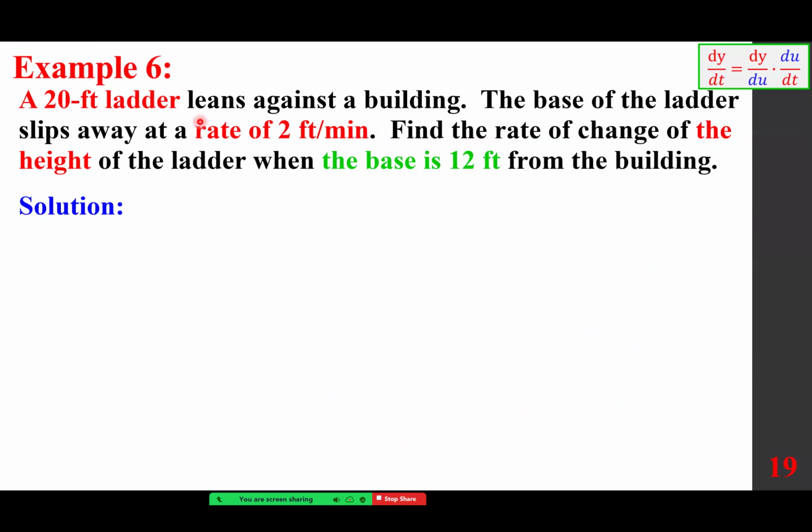A 20-foot ladder leans against a building. The base of the ladder slips away at a rate of 2 feet per minute. Find the rate of change of the height of the ladder when the base is 12 feet from the building. So we need to understand the question.